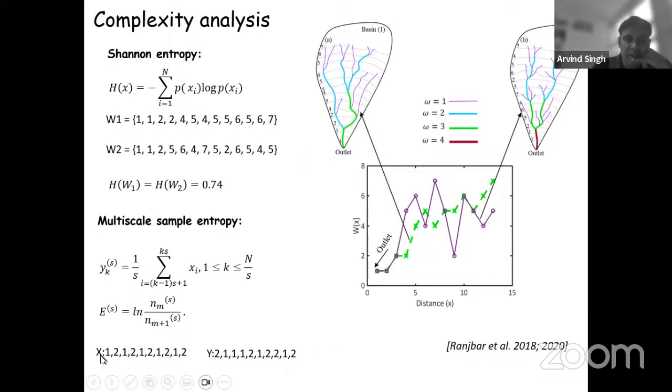For example, if we look at these two simple examples, X and Y, in X we have patterns that are repeated, whereas in Y the patterns are not repeated. So the sample entropy is very different where the patterns are repeated versus when patterns are not repeated. We also compute this sample entropy at multiple scales, since river networks exhibit multi-scale behavior, and we call that multi-scale sample entropy.